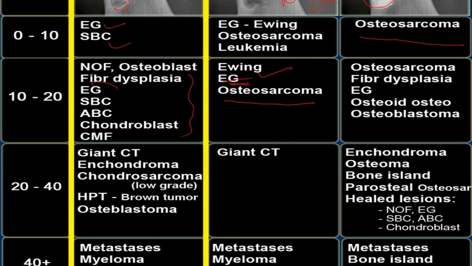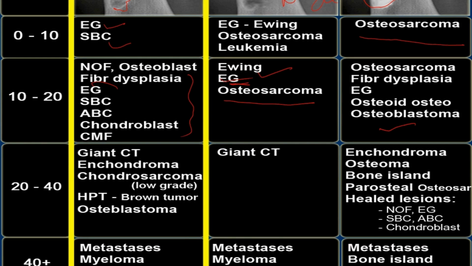Whereas the sclerotic lesions in 10 to 20 years are seen in osteosarcoma, fibrous dysplasia, eosinophilic granuloma, osteoid osteoma and osteoblastoma. So this is due to the matrix calcification that sclerotic lesions are seen. So these are the causes of sclerotic lesion in 10 to 20 years of age.